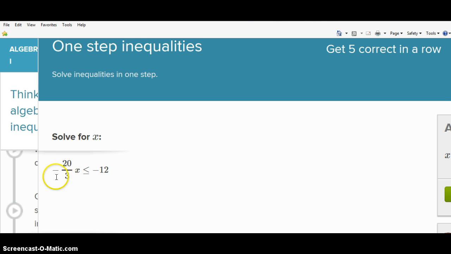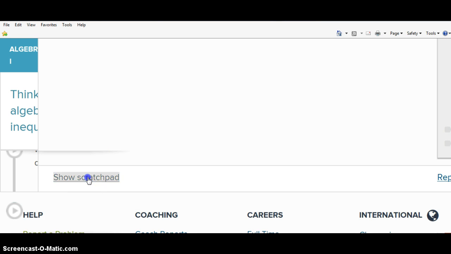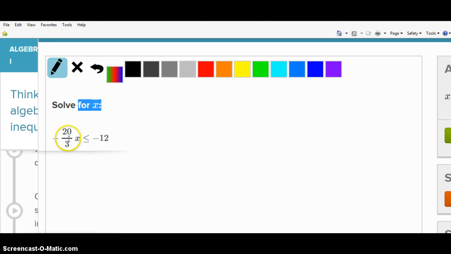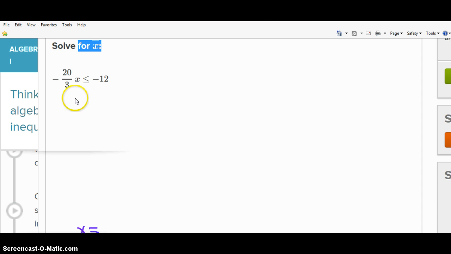Solve for x, and here's our inequality: negative 20 over 3 x is less than or equal to negative 12. We're going to take a look at this first term, negative 20 thirds times x. Remember, our goal is to get x by itself, to solve for x. Anything with x we have to get rid of. So this part, our coefficient, is what we want to get rid of.